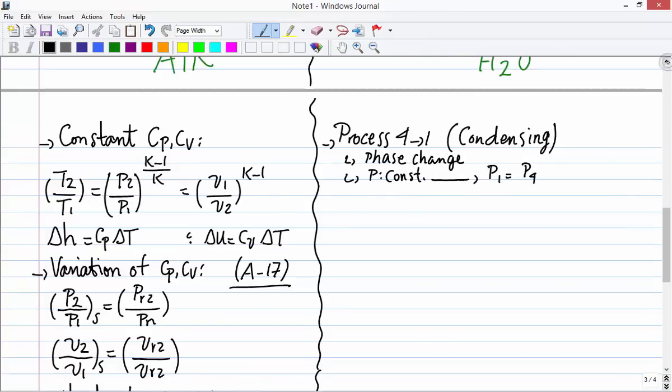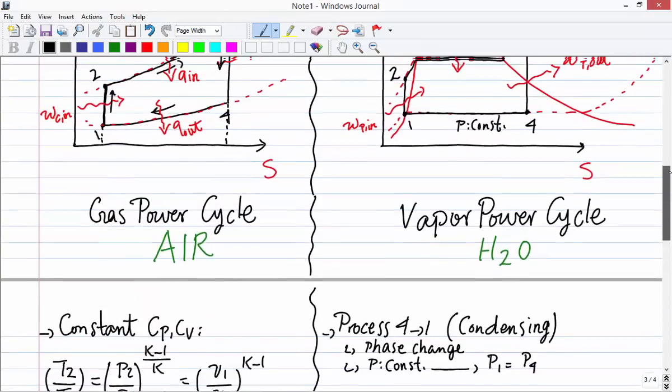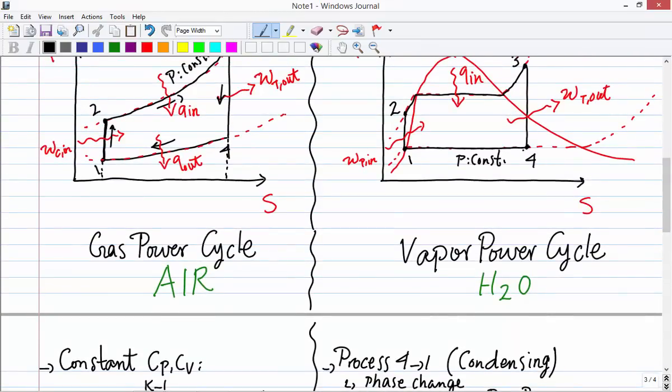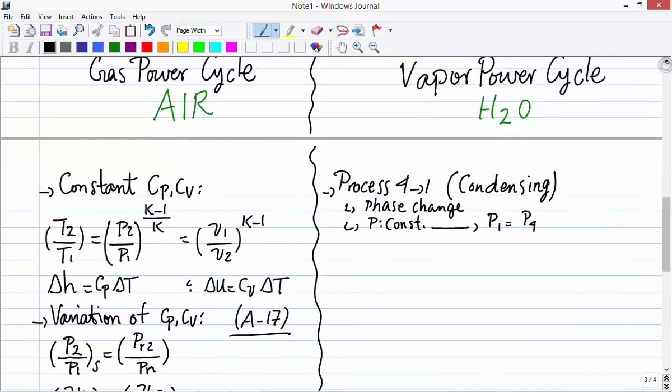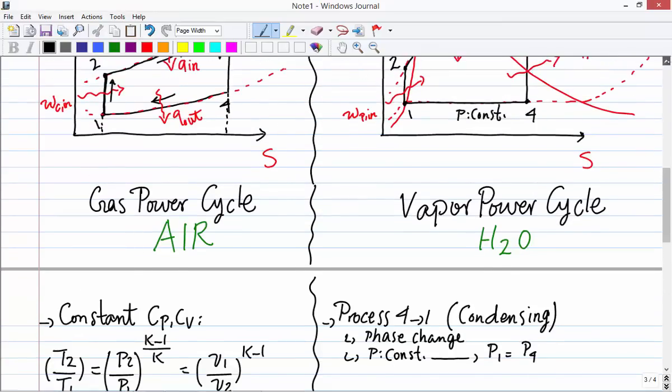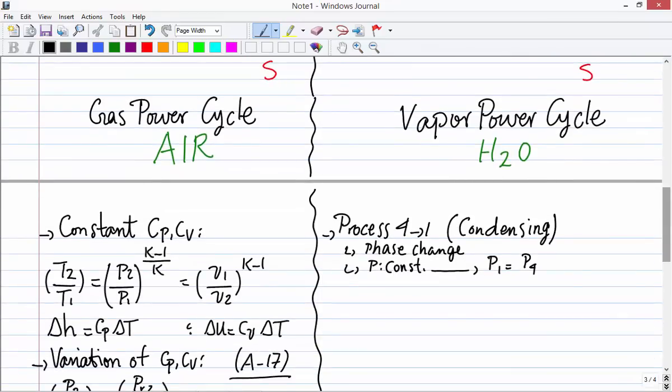As I told you, point 4 can be at any status here. Point 4 can be a mixture with any quality. X4, I have no idea about that. So point 4 can be anything. And about point 1, because point 1 is after the condensing happened, in most of the cases when we have an ideal Rankine cycle, point 1 would be a saturated liquid, right? In most of the cases.